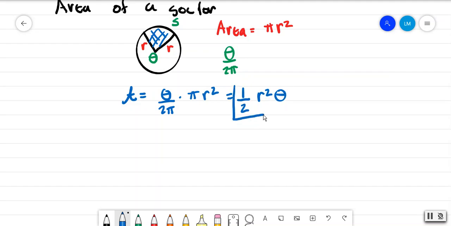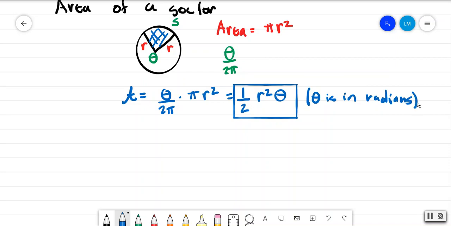So the formula for the area of a sector is 1/2 r squared times theta. But remember that theta is in radians. So you have to remember that if you need to convert, then just go ahead and convert it as needed.